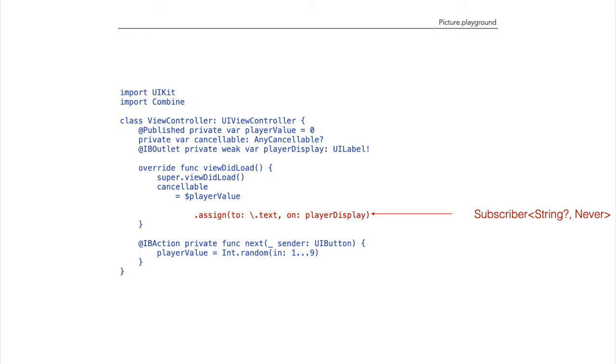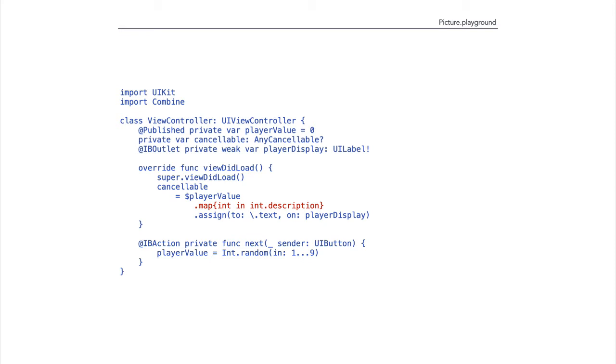Unfortunately, the publisher is publishing an int and never fails. And so those two types don't match up. I'm sending out an int, I'm expecting to receive a string, or an optional string actually. And so just as you would in functional programming when you're working with arrays, I need to convert that int to a string.